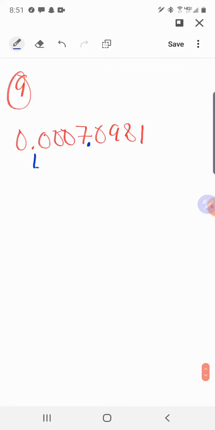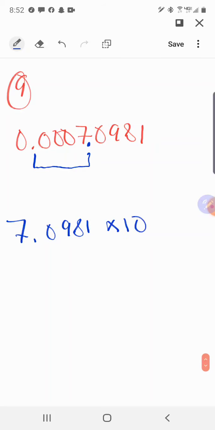So we have to count from here, from this decimal all the way over to this decimal. So I'm going to rewrite this with the decimal being right there. So I got 7.0981 times 10. And now I just need to count. So I have 1, 2, 3, 4. I counted the 7 because the decimal went behind the 7. So I got 4 places, right? And now, the zeros are in front of the 7. And so since the zeros are in front of the 7, I know that that answer will be negative 4.